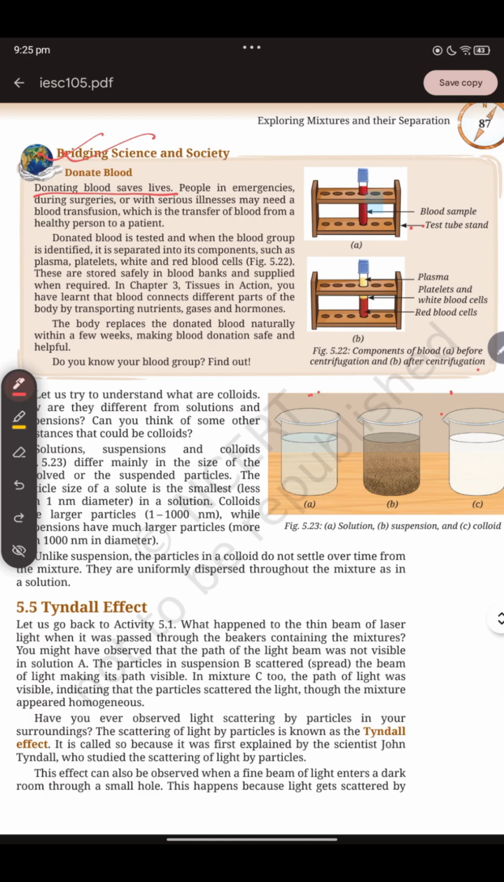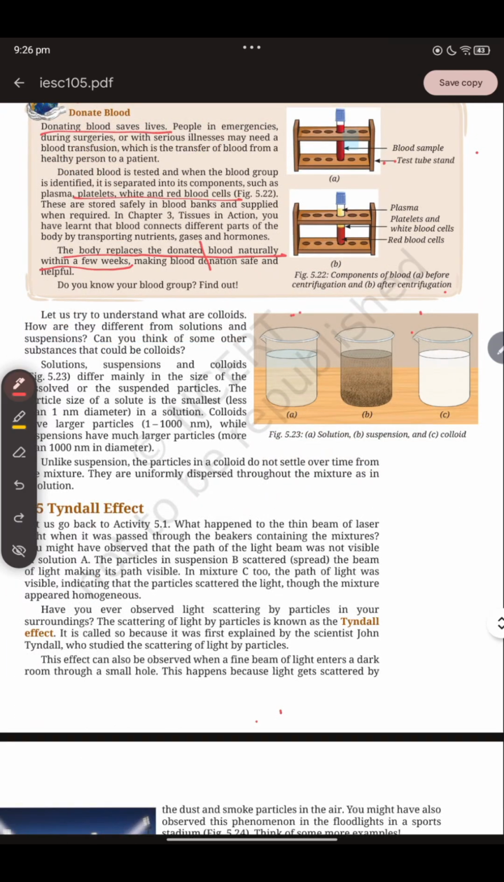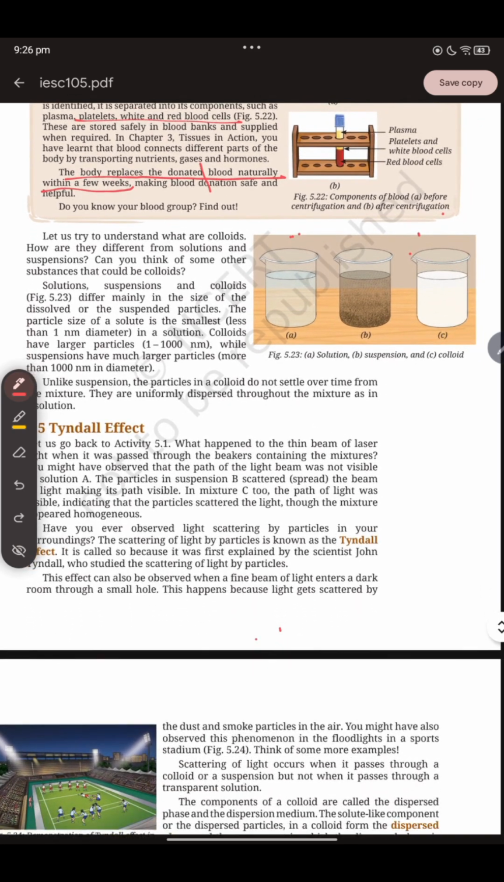Now the donated blood needs to be tested first before its group identification. Now it is separated into its components, like plasma, platelets, white blood cells, red blood cells. These components need to be tested, right? Now these are stored safely in blood banks and supplied when required. The body replaces the donated blood naturally within a few weeks. It doesn't mean that if you donate blood, you will run short of blood, because your body will make blood again. Okay, so these things we have seen.